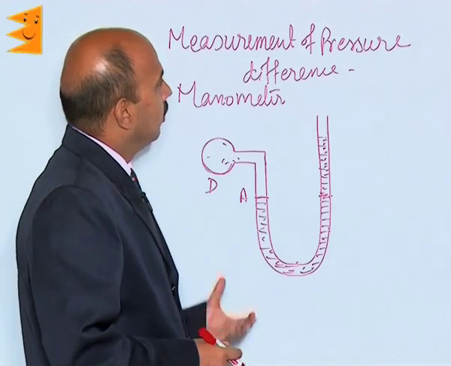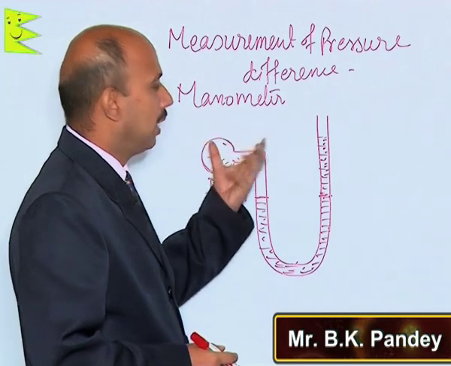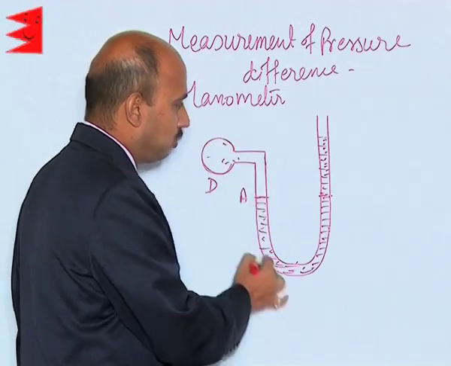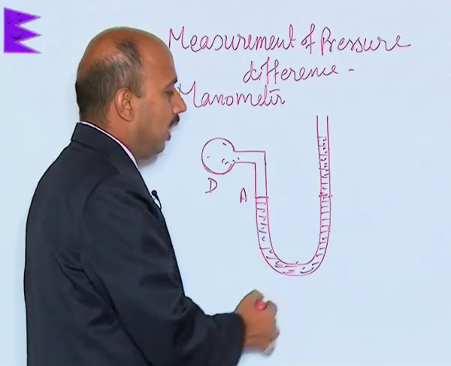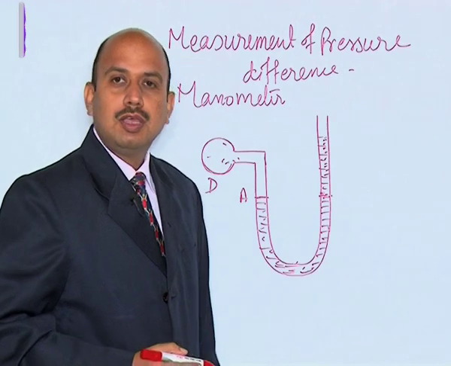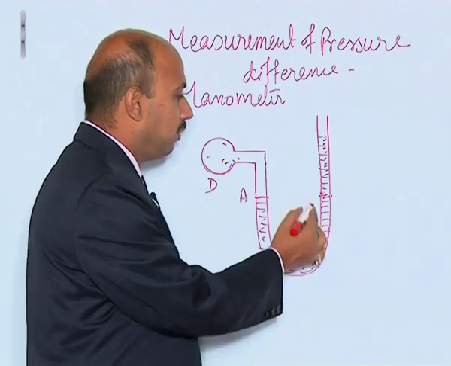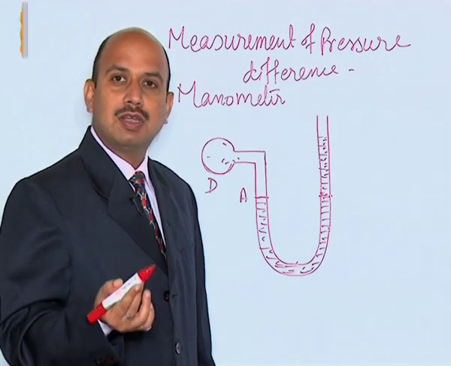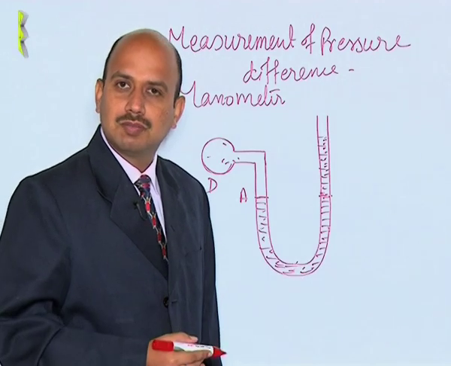Now see here, you have to measure your pressure difference using an open tube manometer. In this manometer, we take a U-shaped tube in which liquid is filled. If you are going to measure a small pressure difference, you have to take a liquid of low density, and if you are going to measure a large pressure difference, you have to take a liquid of high density.